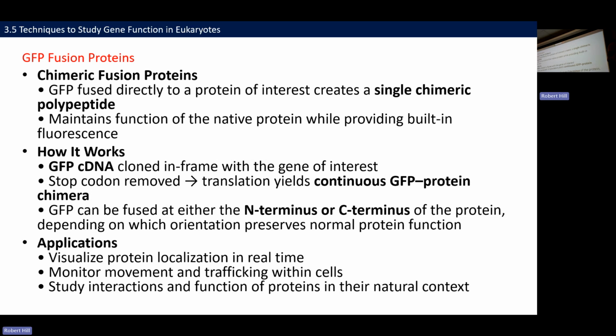Again, these are all different techniques that can be done to study the function of genes. All right, let's say we want to see where a protein is located in the cell, but we don't have an antibody against it, or we want to look more closely at exactly where it's located in the cell, and we don't want to use antibodies to do that. There's another way to do it.